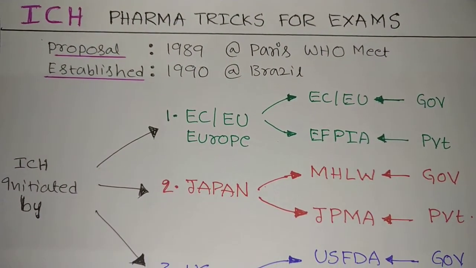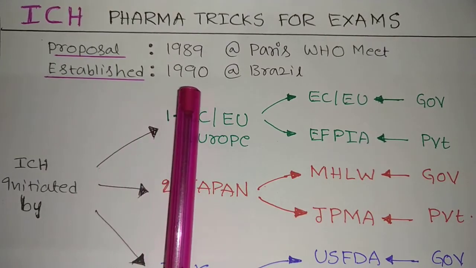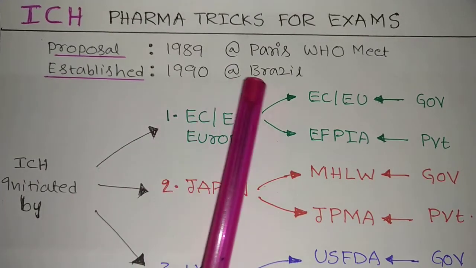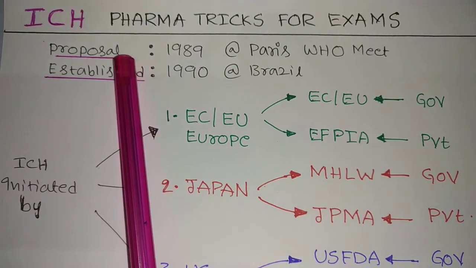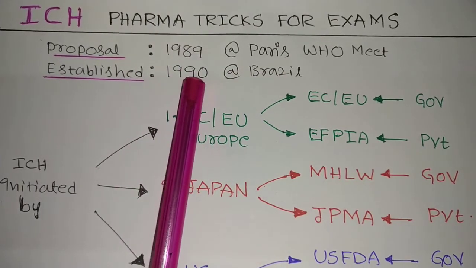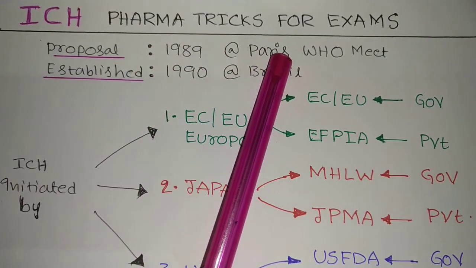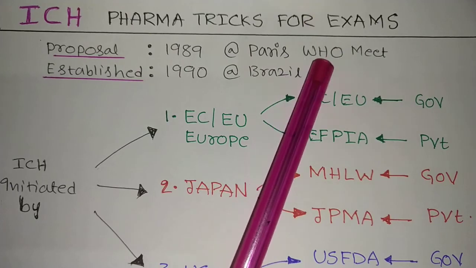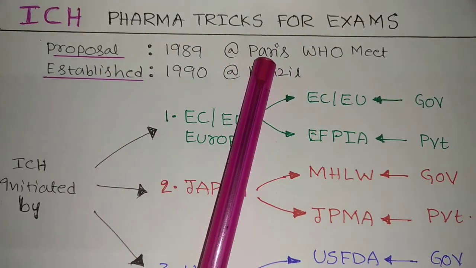ICH proposal. So ICH, we know that it was established in the year 1990 at Brazil. This is also important, at Brazil. But the proposal was 1 year before. The proposal in 1989 was at Paris in the WHO meeting, World Health Organization meeting. During that meeting, the ICH proposal was made.